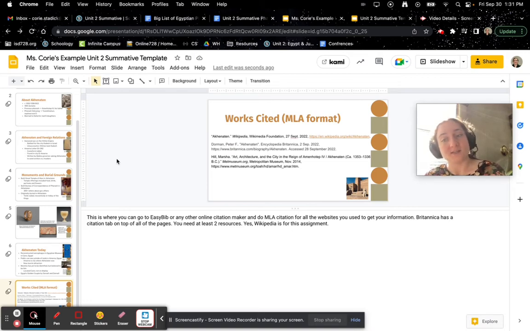This is where you can either go to EasyBib or any other online citation maker and do an MLA citation for all the websites that you got information off of. Britannica, did I spell it wrong there? Anyway, it has a citation tab on the top of all their pages, which is super nice. I really like Britannica. I really highly suggest getting information from them. You need at least 2 resources. And for this assignment, Wikipedia is okay, just because sometimes with some of the pharaohs, there's not a whole lot of information out there.